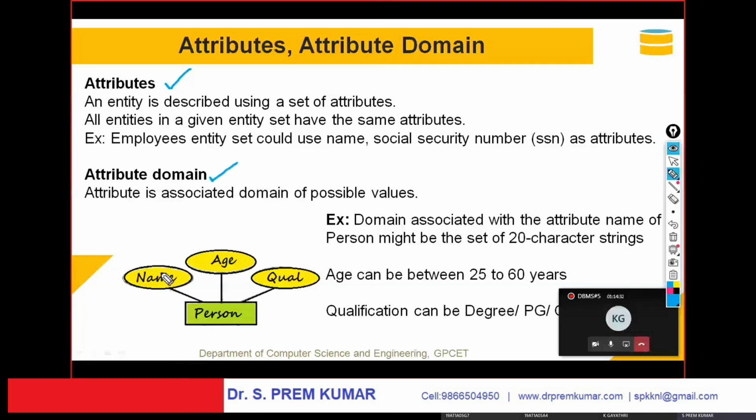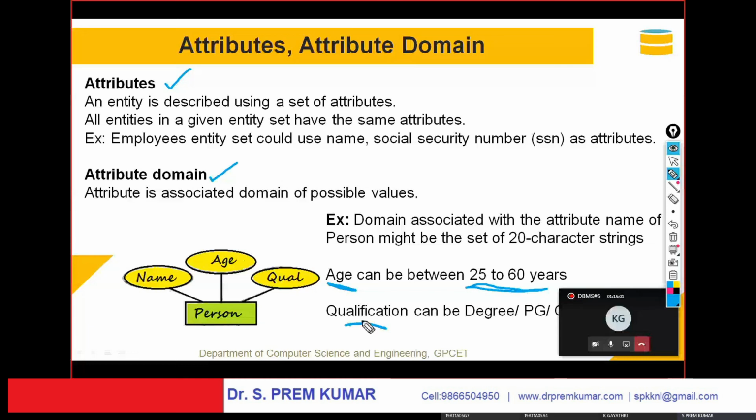For example, name. It is a group of characters. That is the attribute domain. Age. It is digits and it can be from 20 years, 25 years to 60 years. This is called the domain of the attribute age. For age, the domain is 25 to 60 years. Qualification. The qualification can be degree or PG, or others. That is the domain of qualification. Degree, PG and others is nothing but the domain of qualification.